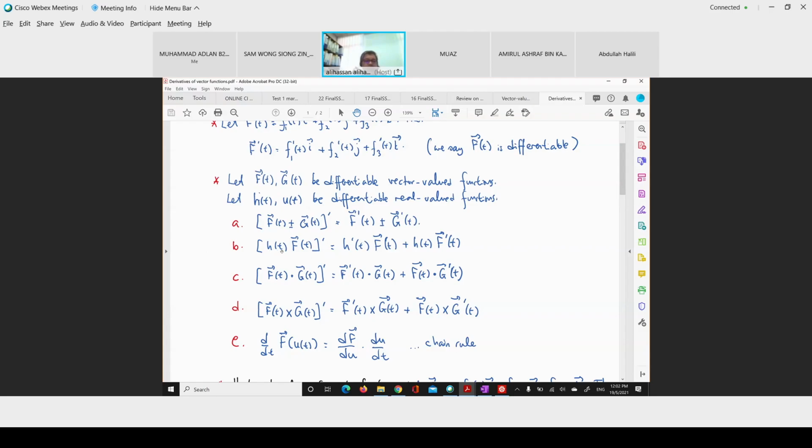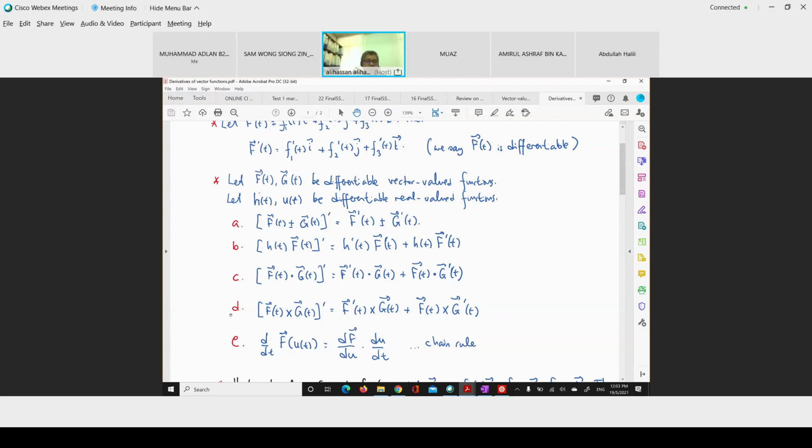So for part B, if we have a scalar function h times the vector valued function F, then the derivative of this product follows the same product rule that you have seen for functions of a single variable. And what's shown next is the derivative of a dot product. The derivative of the dot product of vector function F with vector function G also follows the same product rule as for functions of a single variable.